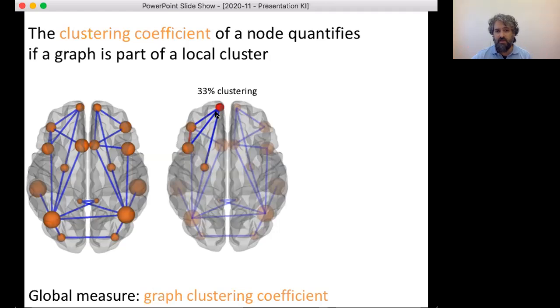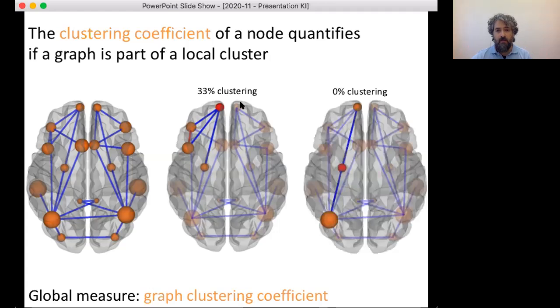So here in this case, for example, you have this node, which is connected with 3 nodes. In principle, these 3 nodes could have 3 connections, but in reality, they only have 1. Therefore, you have a 33% clustering coefficient. Here you can see another node, this one, which is connected to 2 nodes, which in principle could have a connection between them. They don't have it, and therefore you have a 0% clustering coefficient.